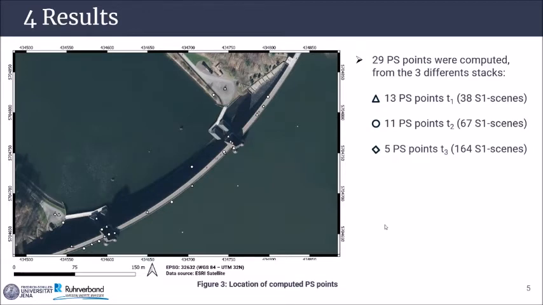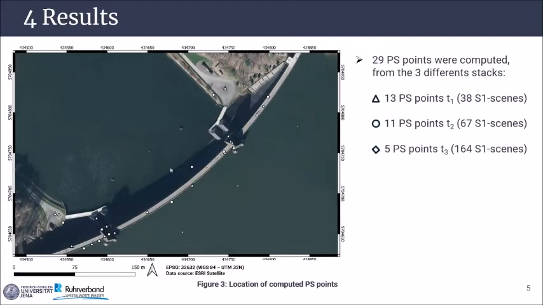Moving on to the results, this map illustrates the distribution of all 29 computed persistent scatterer points. This is the number which was computed by all 3 data stacks combined, so there are 13 points found in data stack T1, 11 points in T2, and only 5 points in T3. Therefore, the lowest number of points was actually computed by the data stack with the highest number of Sentinel-1 scenes.